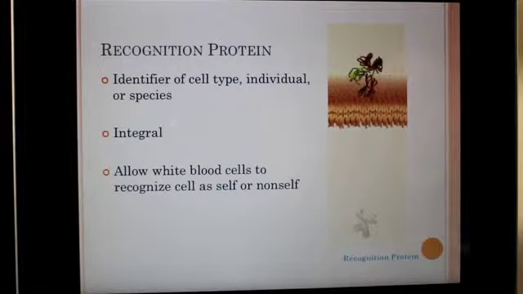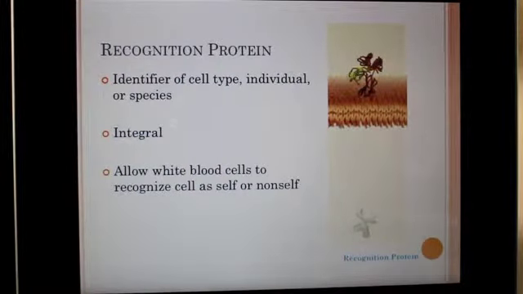Recognition proteins are also crucial. This is a type of protein, it's out there, and it's basically the name, rank, and serial number of the cell. It's integral, it stays there the whole time, and it allows white blood cells to recognize a cell as self or non-self. So these recognition proteins are different for different species and for different individuals.